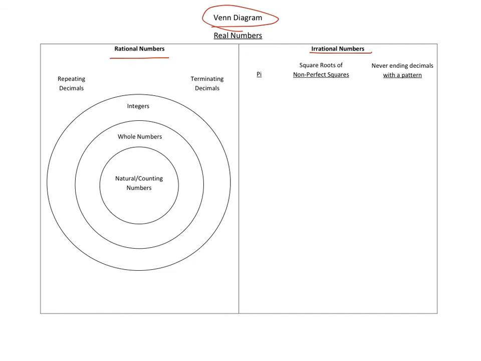And then you've also got repeating and terminating decimals that are rational numbers. Then irrational numbers, we've got 3 most common types: pi, square roots of non-perfect squares, and then never-ending decimals that have no pattern. So I've got the handout for you for the Venn diagram of real numbers, and this may help you categorize numbers into their proper place.